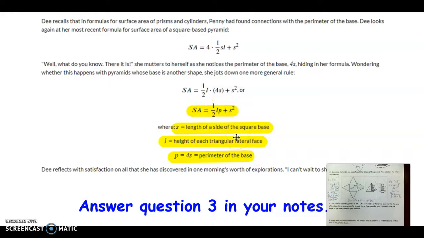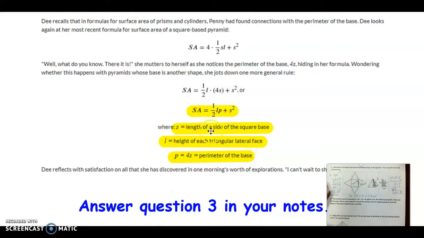So question 3 in your notes says, write a more specific formula for surface area of a square pyramid. Use the shape of the base and identify your variables. That's what you're doing right here, this highlighted part. So you can pause the video to write this in for question 3. This is the general formula, and this is what each one of the variables represents.